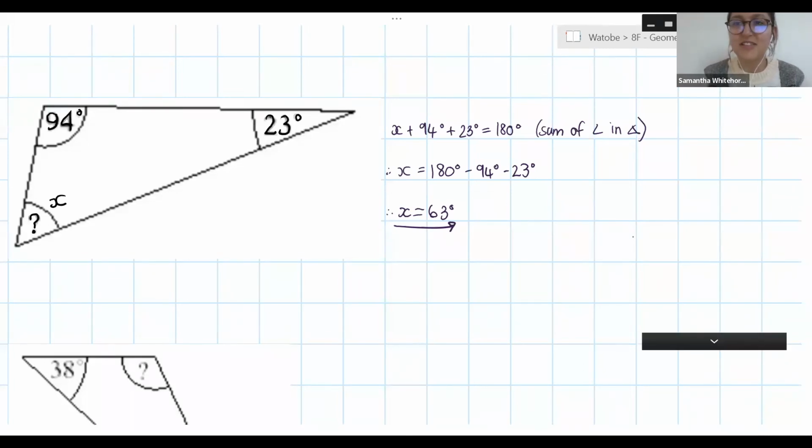Okay, guys. So exactly, angles in a triangle. We know that when we add them all up, we must get 180. And so we've got X is equal to 63. Awesome.